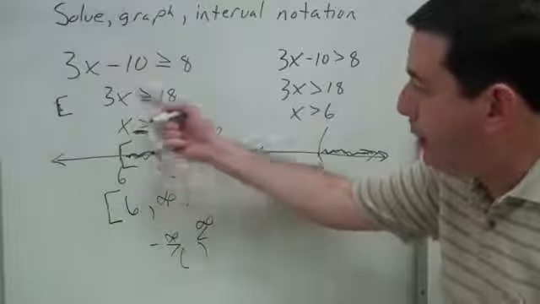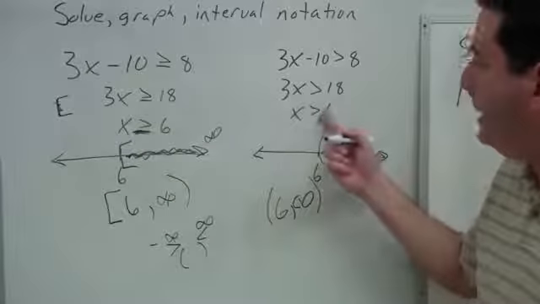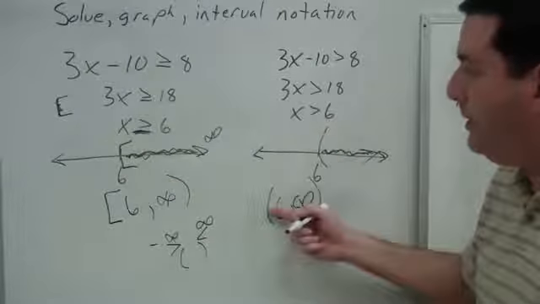If the 6 is included, we want a bracket. If the 6 is not included, we want parentheses.